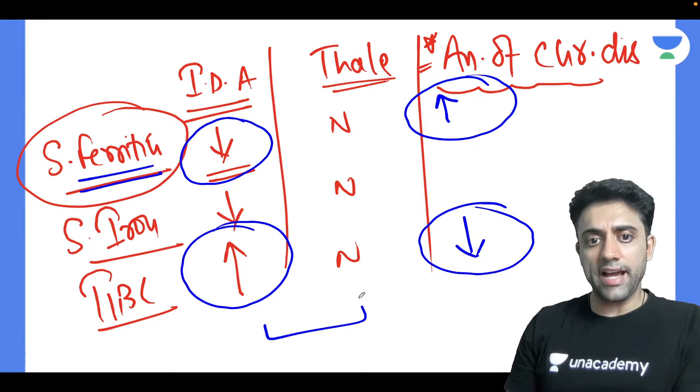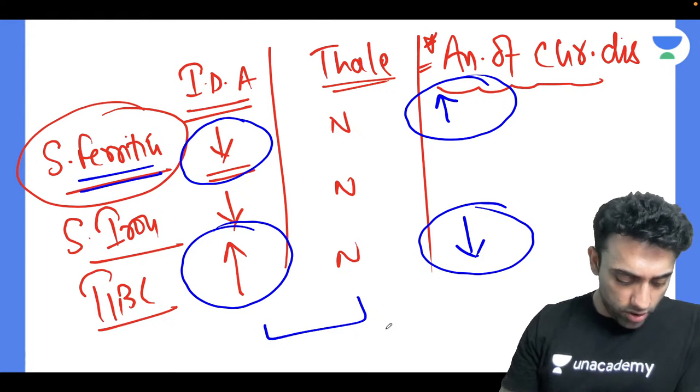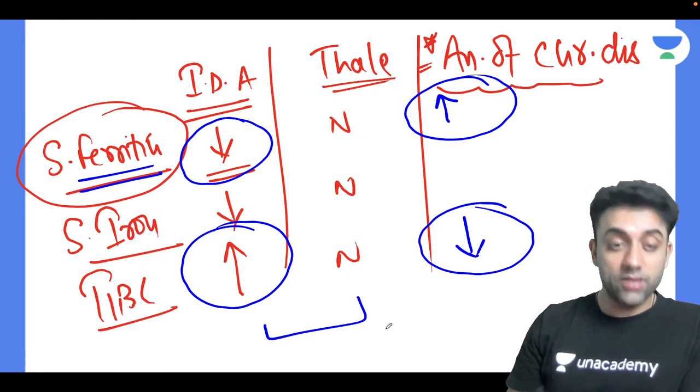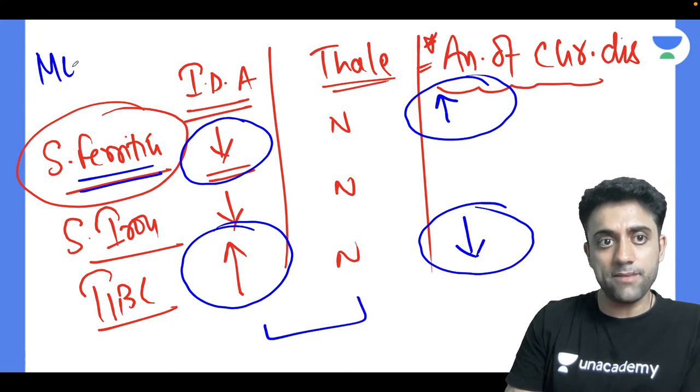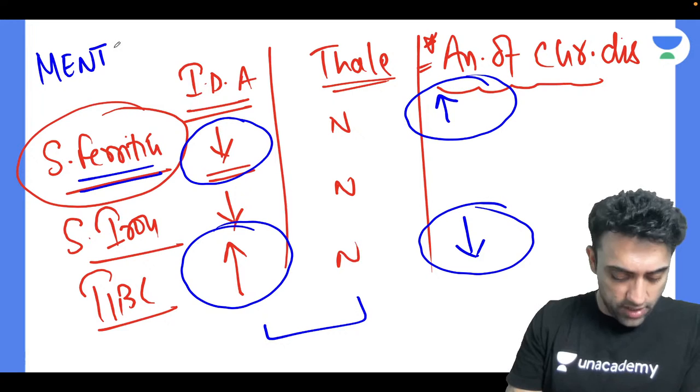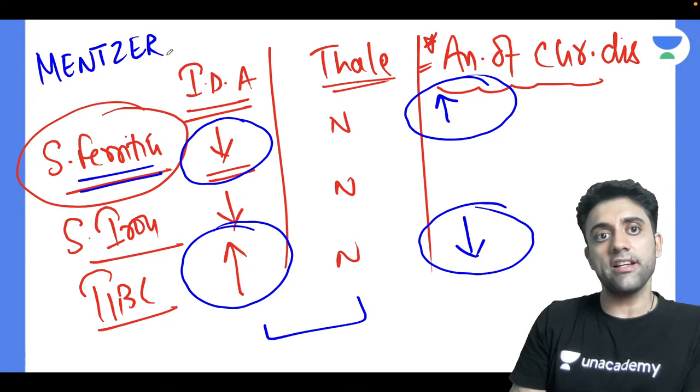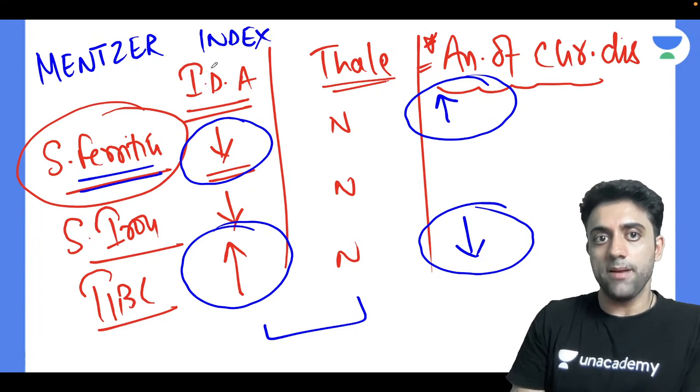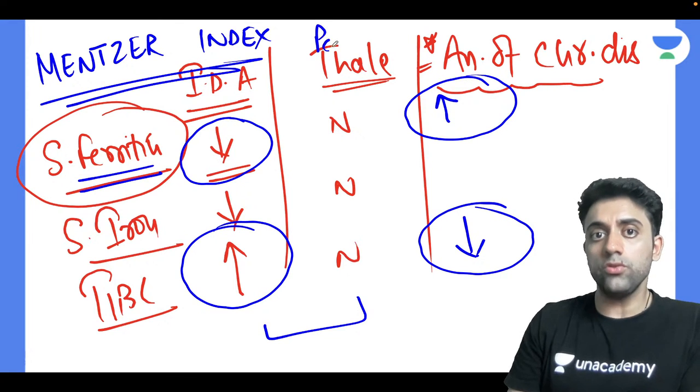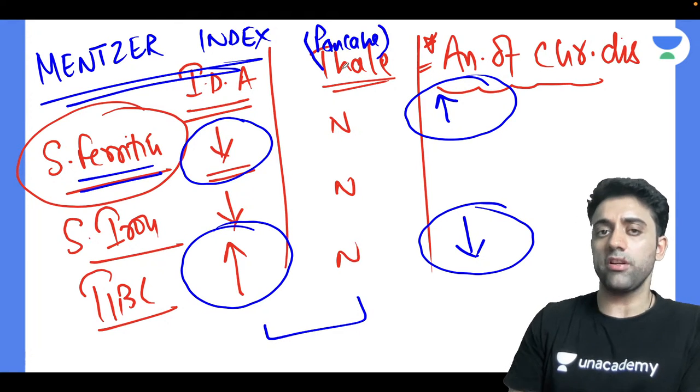And how do you differentiate iron deficiency anemia from thalassemia? Already someone had told about some index. What is that index? We have nothing but Mentzer index, right? Very good. We have something known as Mentzer index. In yesterday's class, I remember we were just discussing it.